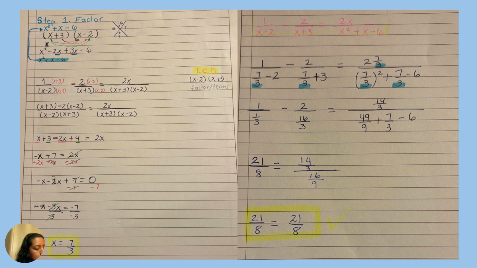so to get the value of x right here, I combine like terms, and then subtract 2 on both sides, subtract 7, and that is how I got x equals 7 over 3.